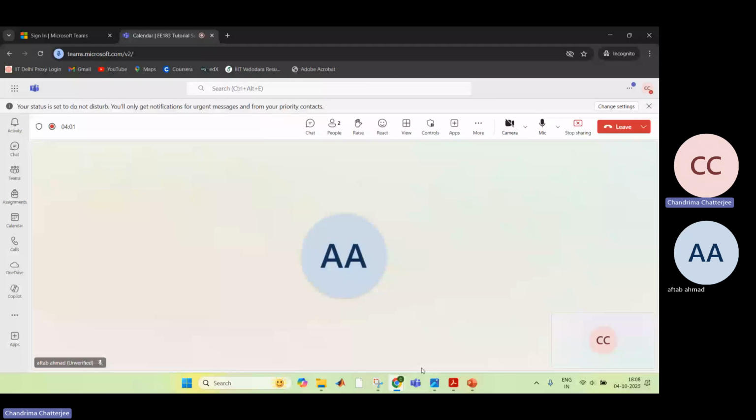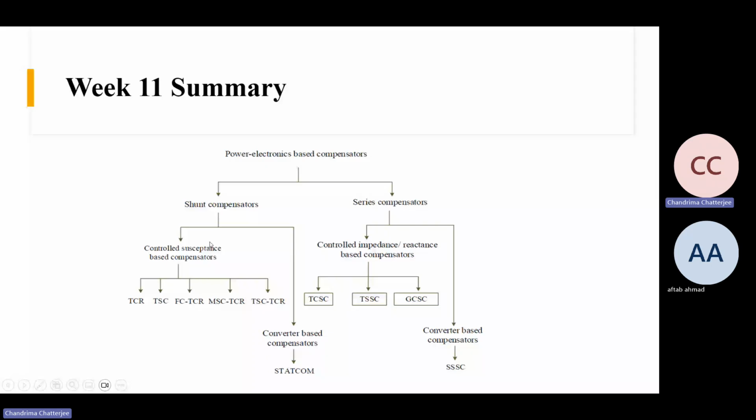So we were discussing the different categories of power electronic based compensators. The controlled susceptance based compensators, this we have already discussed in detail. TCR, TSC, FCTCR, MSCTCR, TSCTCR, all these come under controlled susceptance based compensators. TCR we know, thyristor controlled reactor. TSC also we know, thyristor switched capacitor. Then FCTCR, that is fixed capacitor thyristor controlled reactor. MSCTCR, that is mechanically switched capacitor, then thyristor controlled reactor. So all these things have been discussed in detail.